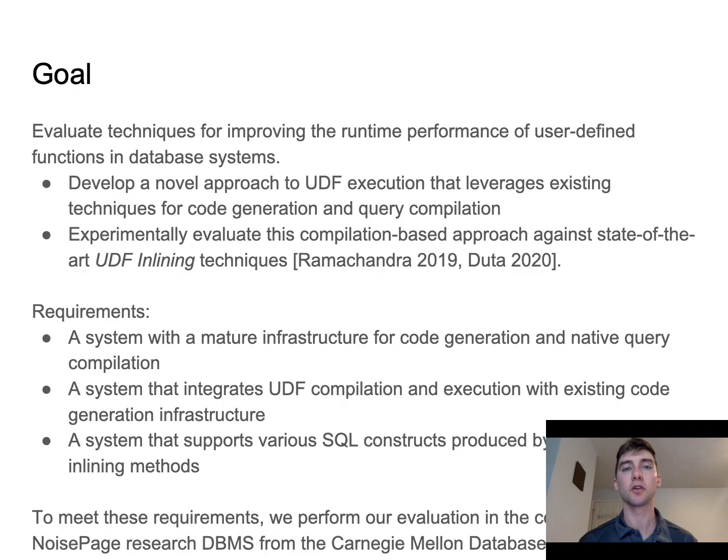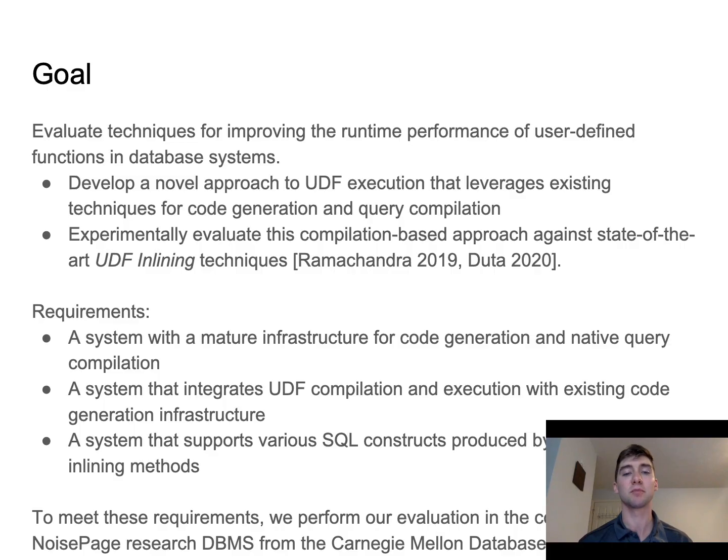This brings us to the goal of my capstone. I aim to evaluate techniques for improving the runtime performance of user-defined functions in database systems. There are two high-level components to achieving this goal. The first is that I develop a novel approach to UDF execution that leverages existing techniques for code generation and query compilation. And the second is that I evaluate this new approach to UDF optimization against existing state-of-the-art approaches. Currently, state-of-the-art approaches to UDF optimization rely on a technique called UDF inlining.